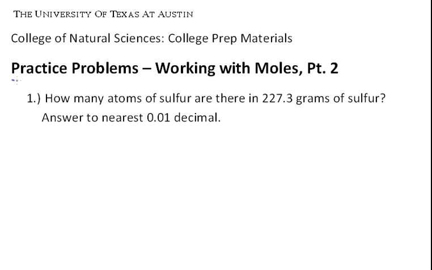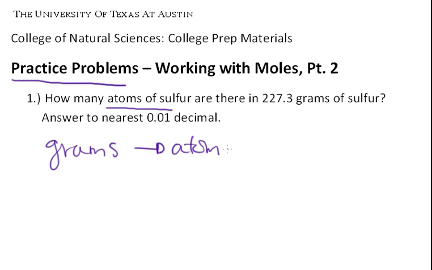In this video tutorial, we're going to do some practice problems where we're working with moles. And so let's just get started. In this first one, you're asked to find how many atoms of sulfur there are in 227.3 grams of sulfur. So we need to go from grams to atoms. And so we're going to be using molecular weight and Avogadro's number to do this.